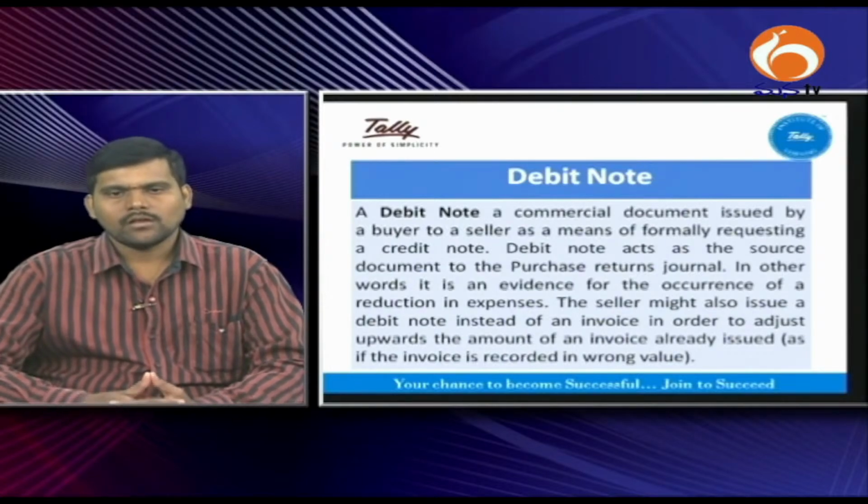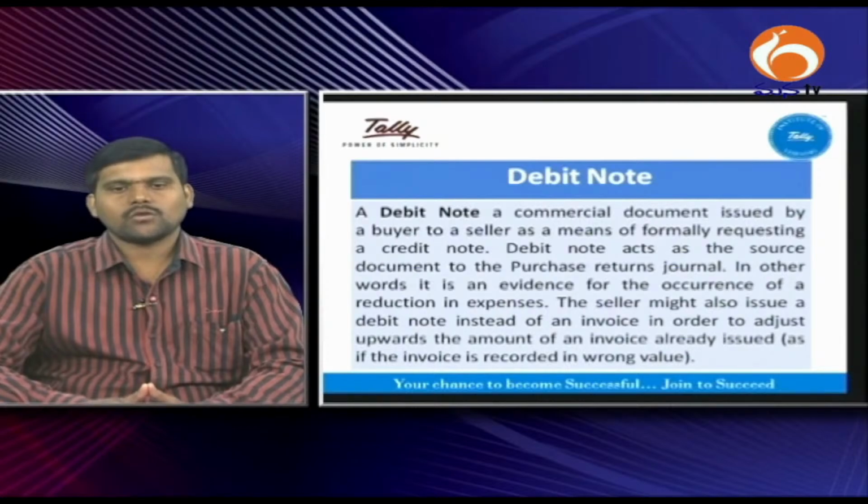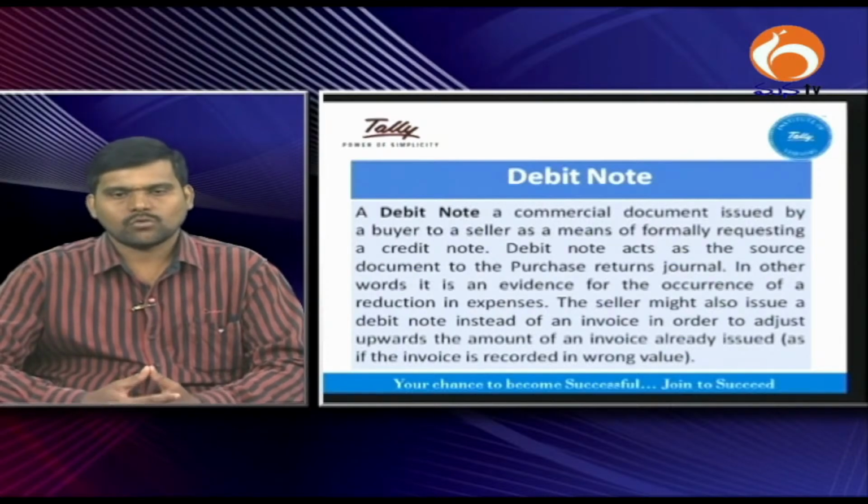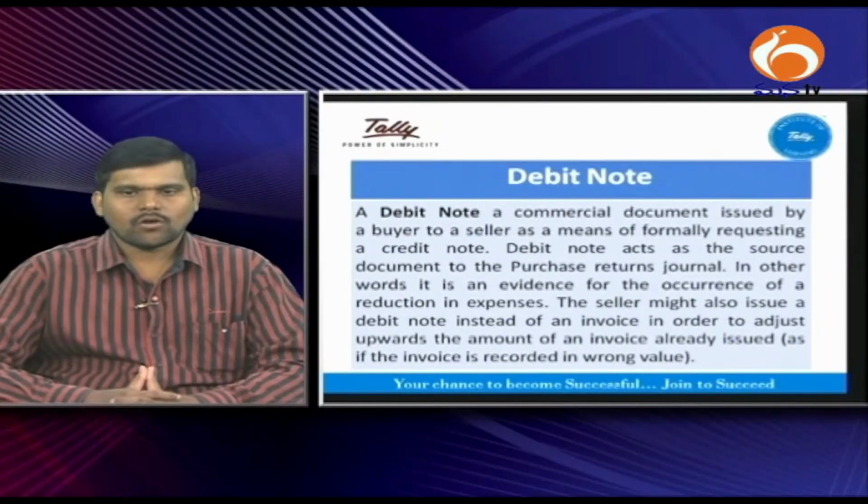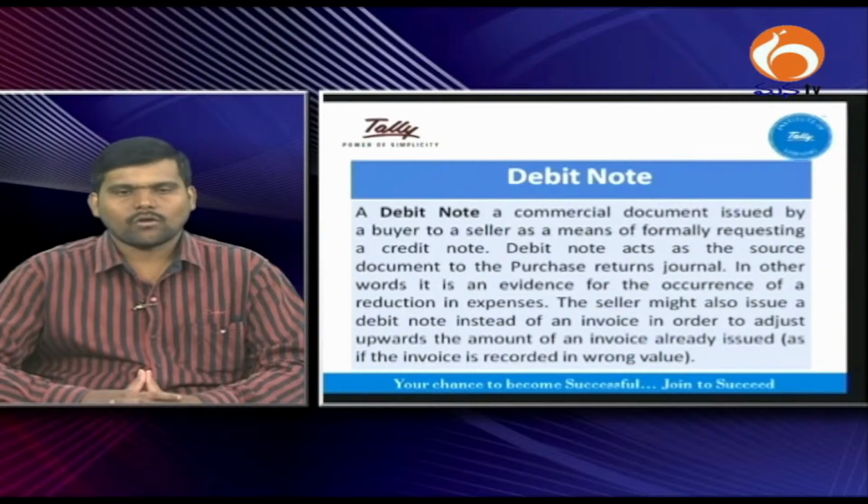సపోజ్ మనకు 1000 రూపీస్ రావాల్సిన పర్చేస్‌ని మనం 200 రూపీస్‌కి తను మనకి ఇచ్చాడు, ఆ 200 రూపీస్ రెడ్యూస్ చేయాలి. ఎలా రెడ్యూస్ చేస్తాము? త్రూ దిస్ డెబిట్ నోట్ డాక్యుమెంట్. The seller might also issue a debit note instead of invoices in order to adjust upward the amount of an invoice already issued, as if the invoice is recorded in a wrong value.